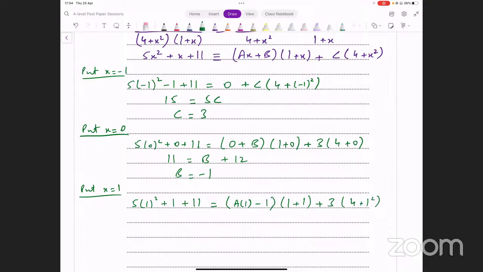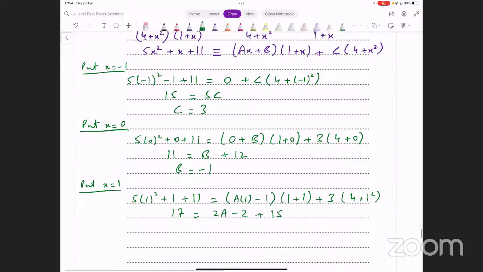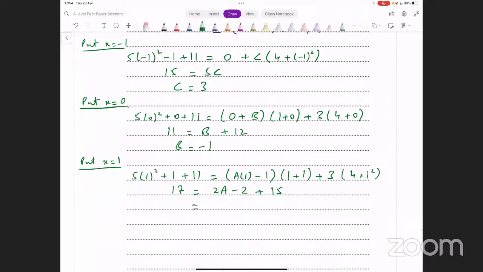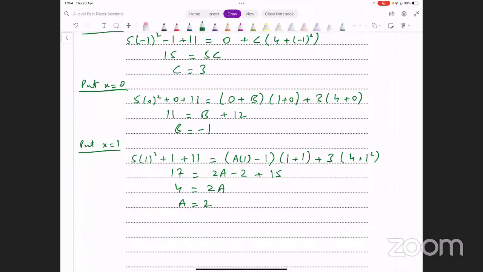Let's simplify this. On the left side, we have 6 plus 11, that is 17. On the right side, we have a minus 1 into 2, which becomes 2a minus 2, plus 3 into 5, that's 15. And that is going to give us 2a equals 4, right? Yeah, so 2 and plus 2, yes, that becomes 4. A equals 2. A की value हमारे पास 2 आ गई यहाँ से, and that's what we were looking for here. We have the values for a, b, and c.